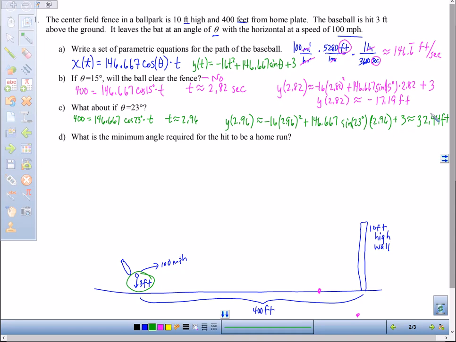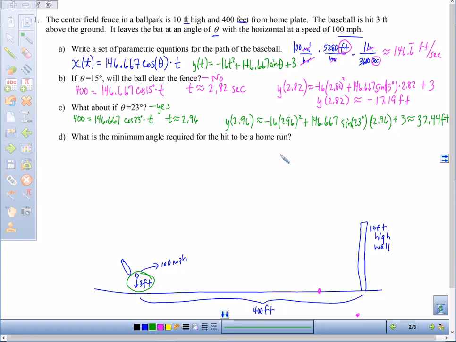So in this case, we are above the wall. The wall is 10 feet high. We are at 32.4. So this would be a yes. And then D, what is the minimum angle required for the hit to be a home run?